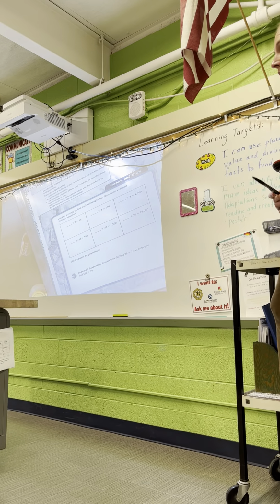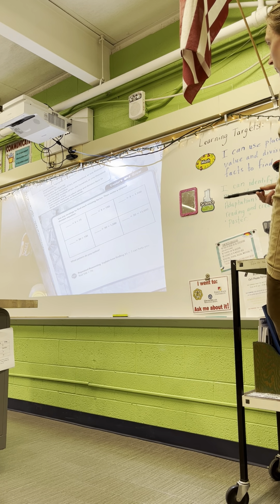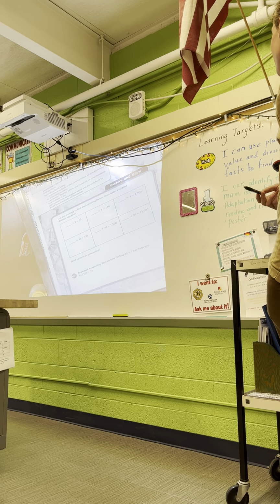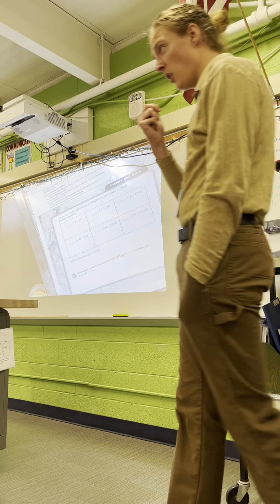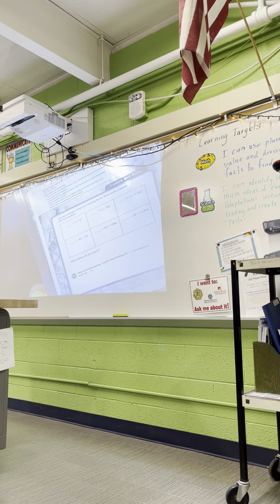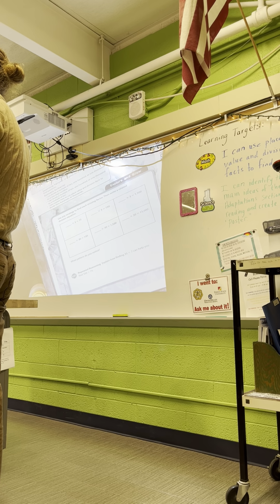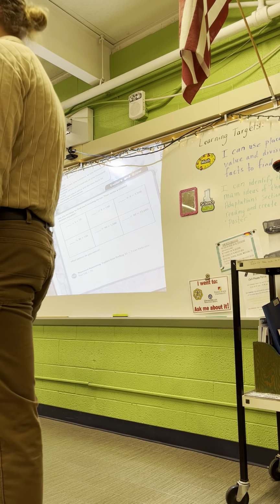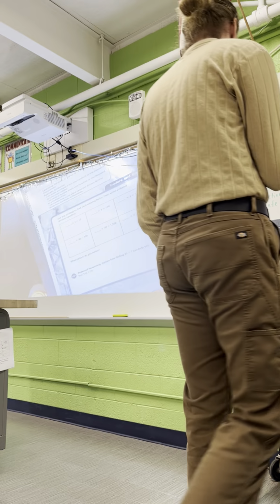Today what we're gonna do is we're going to use place values and division facts to find quotients. What's a quotient? Anyone know? What's a quotient? Landon. The answer to what kind of problem? The answer to a division problem. Quotient is the answer to a division problem.